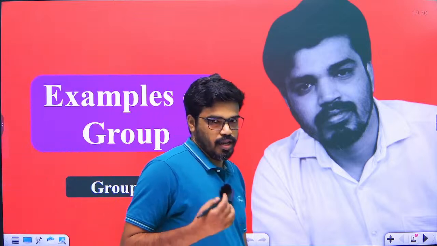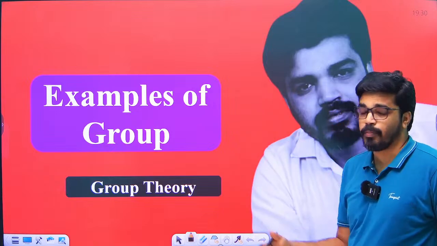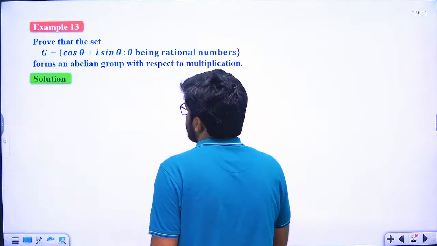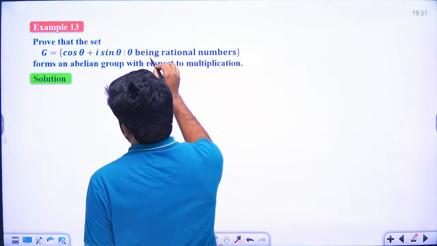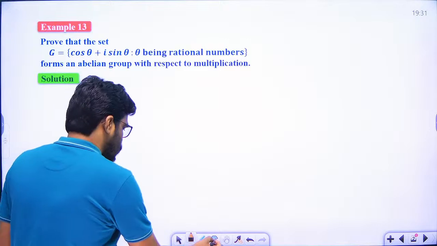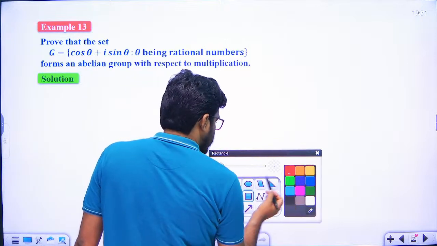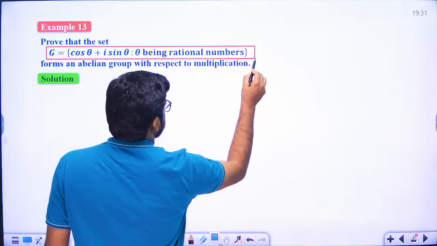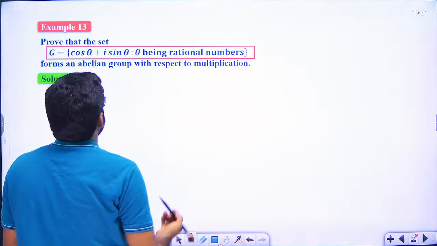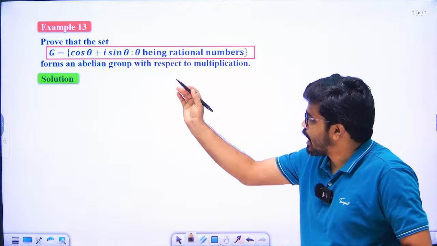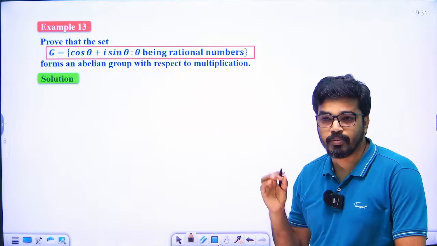Last class I discussed the examples of group theory. Up to example 12 we discussed. Now note this problem, this is example 13. Prove that this set G, which is given as G equal to cos theta plus i sin theta, theta being a rational number, forms an abelian group with respect to multiplication.